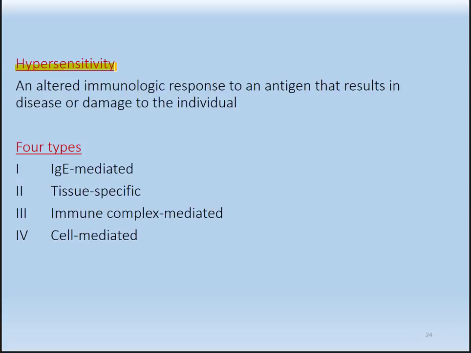And the upcoming slides have images of each, and I'll speak about some of the details of each that are relevant to you for this course. But your textbook can be used as an additional resource for you to further clarify, or maybe get a description in a different manner that helps you learn. So we've got type 1, which is called IgE-mediated hypersensitivity. Type 2 is tissue-specific. Type 3 is immune complex-mediated. And type 4 is cell-mediated.